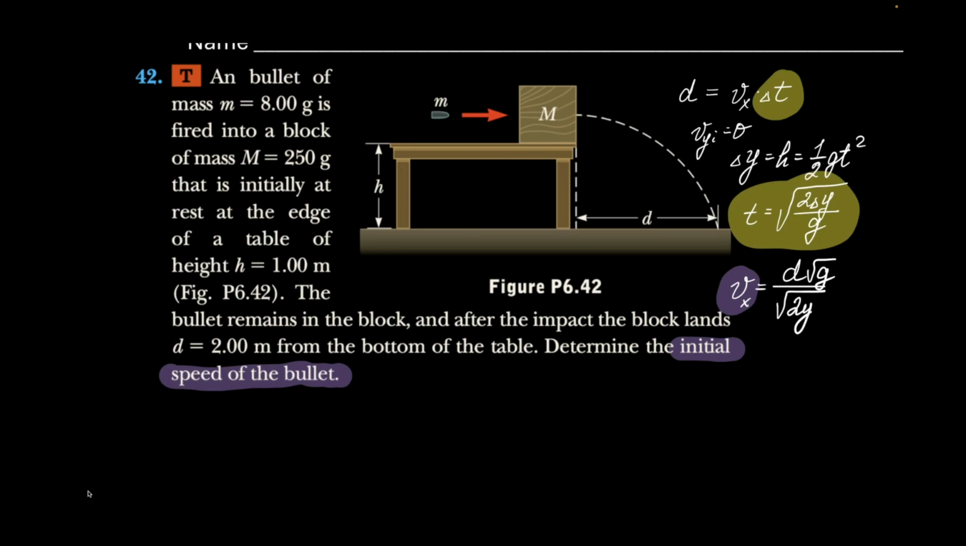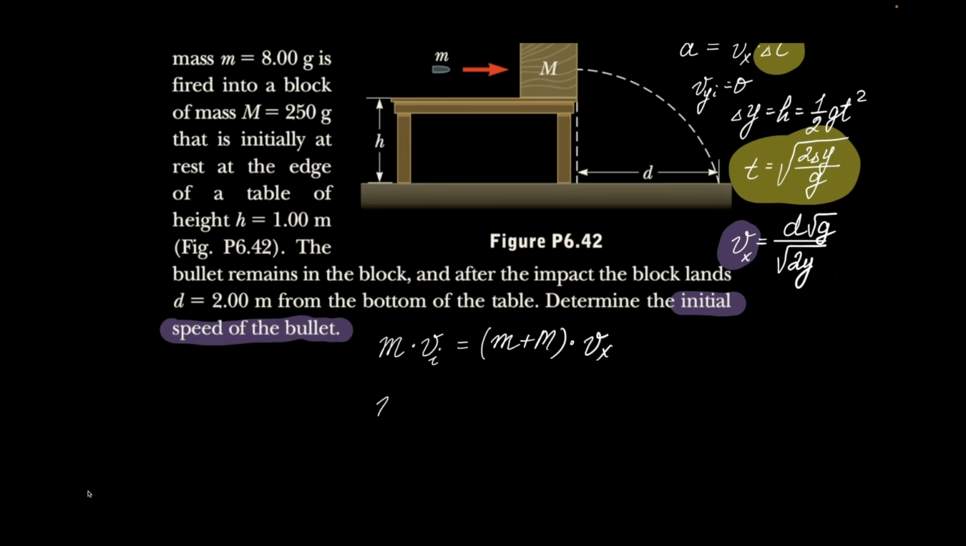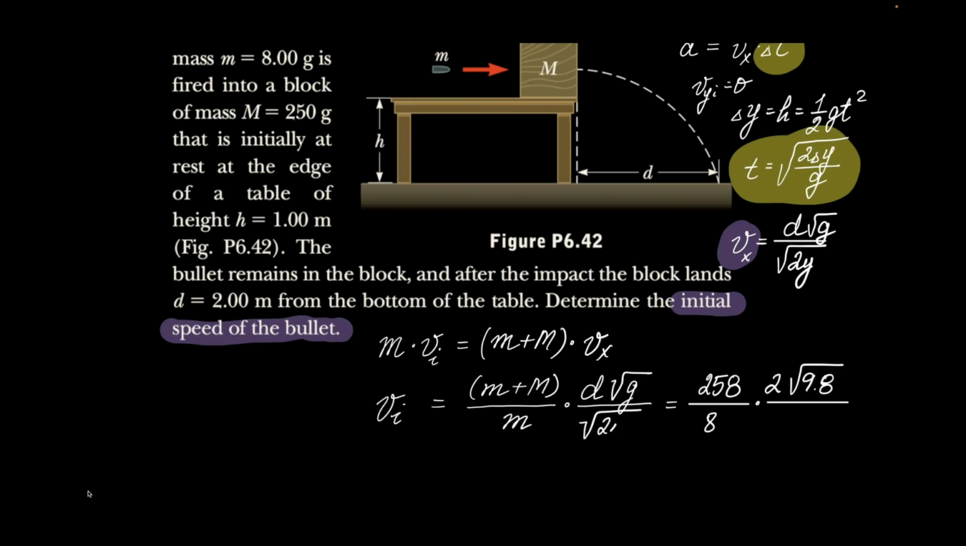So for conservation of momentum, I would say that m of the bullet, the little m, times v initial, which is what I'm ultimately after, will be equal to the mass of the bullet plus the mass of the block times that vx that we found. So then my v initial, which I'm after, would be equal to little mass plus big mass over little mass, and then vx is d root of g over 2 change in y.